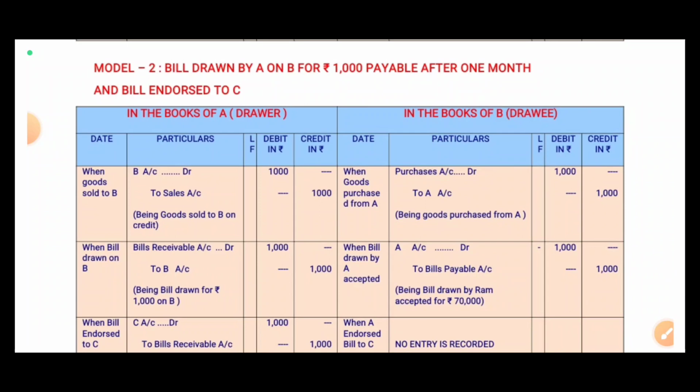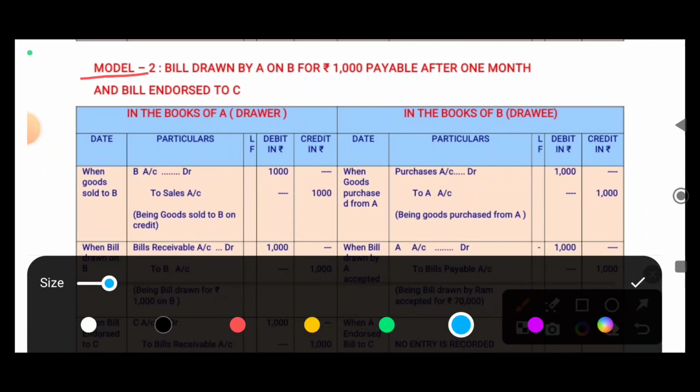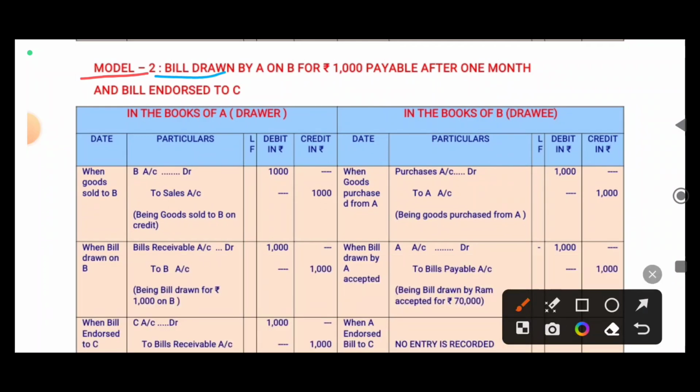Here I am with a new video relating to bills of exchange, and in this video we are going to see the model 2 type of problems. Bill drawn by A on B for rupees 1000 payable after 1 month, and bill endorsed to C by A after some time. After drawing the bill, A has endorsed it to C. In this situation, how it will be done, that is what we are going to discuss.